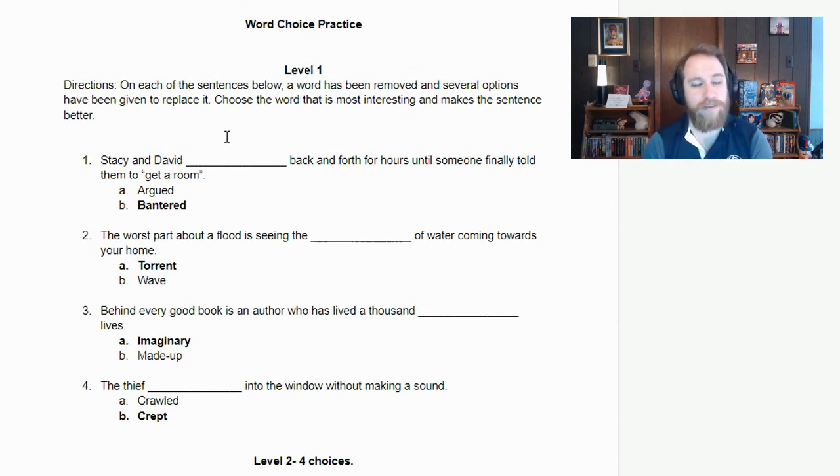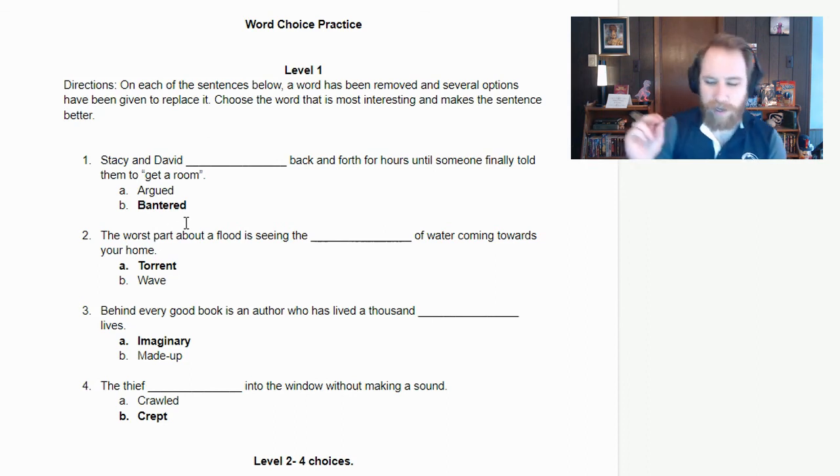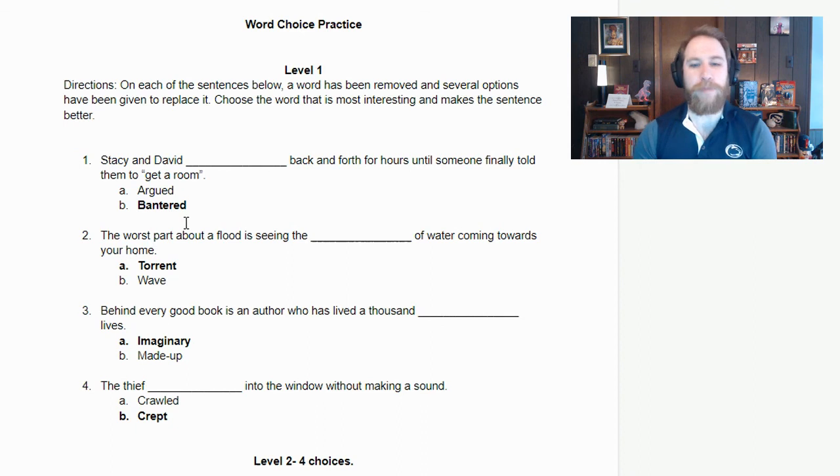Please, as you continue through these word choice sections, make sure that you're looking words up. Make sure that you're Googling them. Make sure that you're actually reading very carefully the definitions of these words, because that will help you a lot.